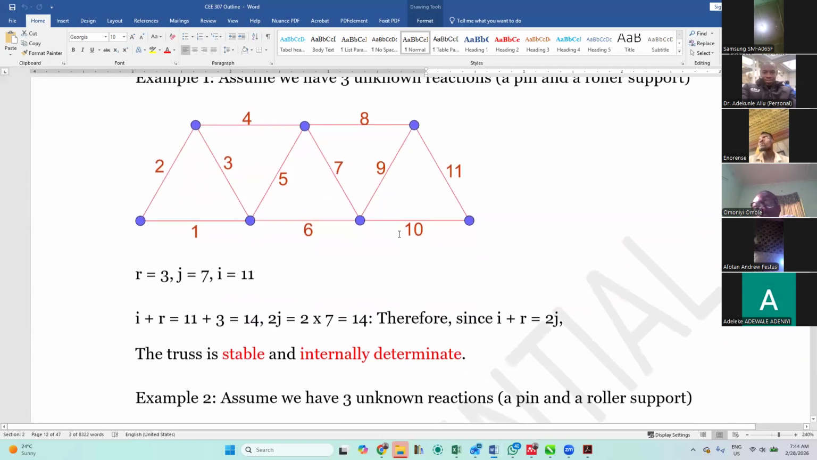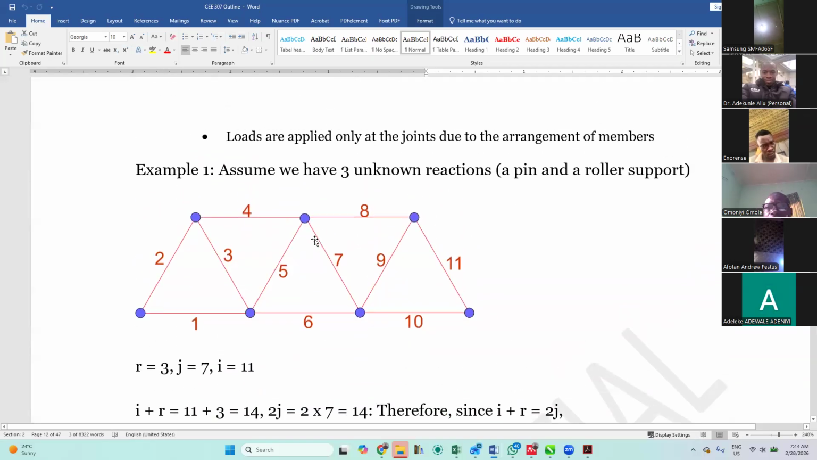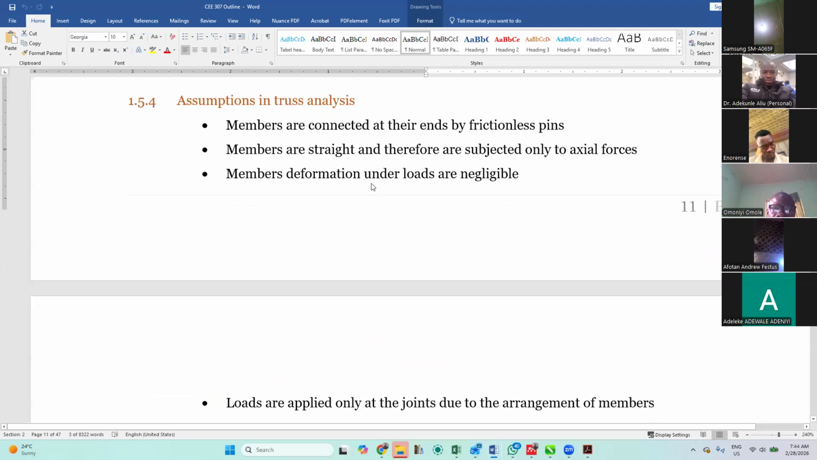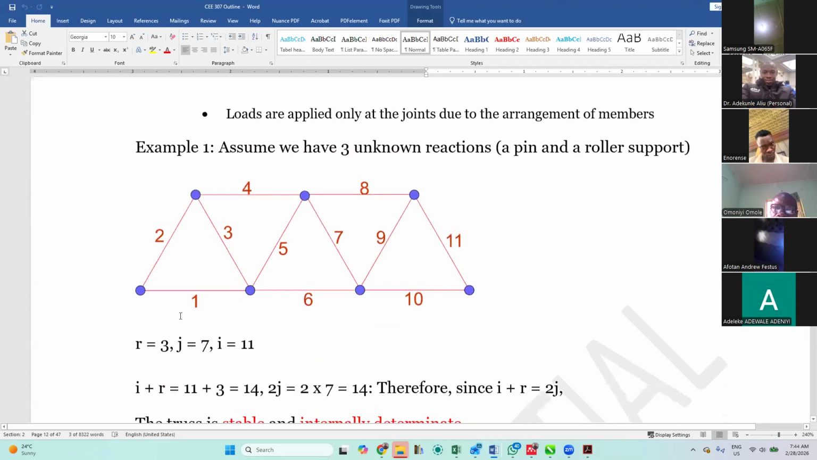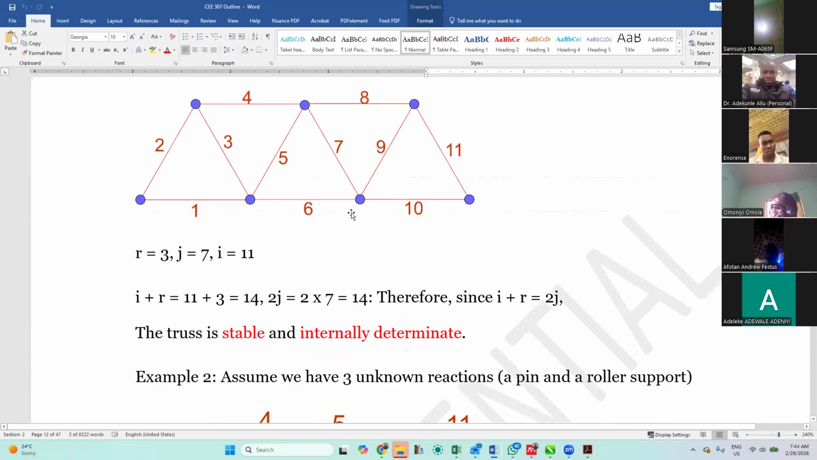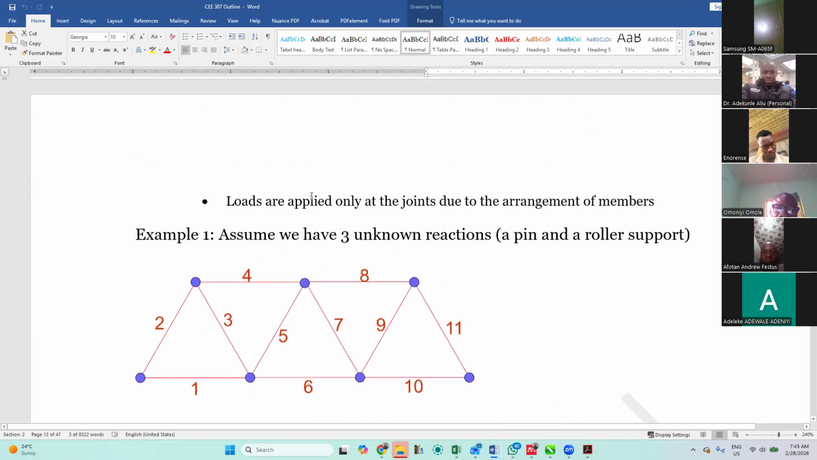Let me go to an example. Now, let's say we have this example that you have. In this particular one, assume that we have 3 unknown reactions, a pin and a roller. Let's say that we have a pin here and a roller here. Let's resolve this one. Now, how many joints do we have? We are supposed to have 1, 2, 3, 4, 5, 6, 7. 7 joints. But how many I do we have?